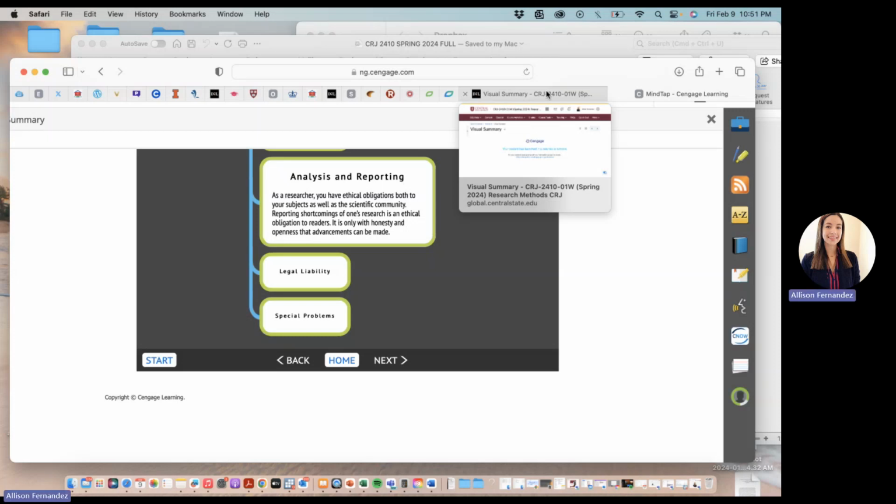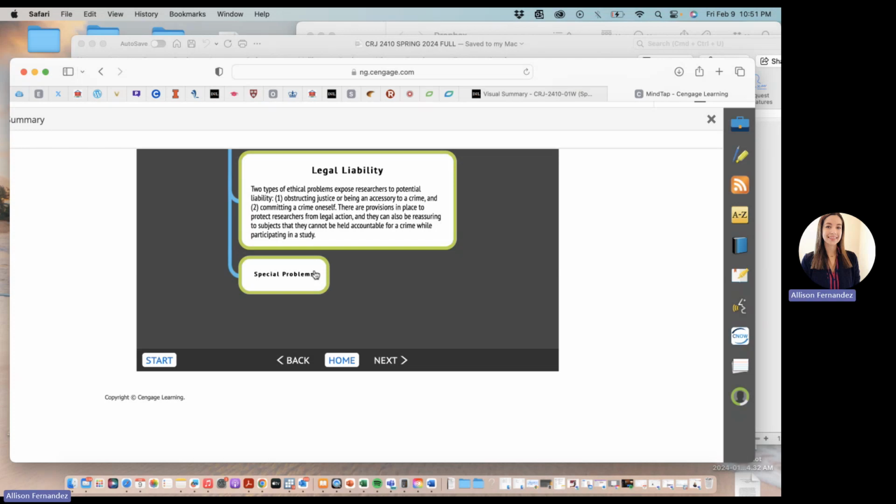All right, so going back to ethics, sometimes there's also legal liabilities that come up. So obstructing justice or also committing a crime yourself. So those are things to be aware of.